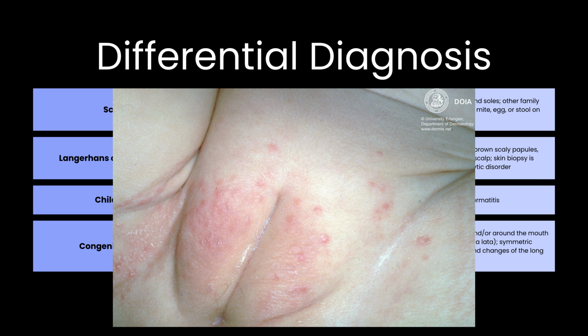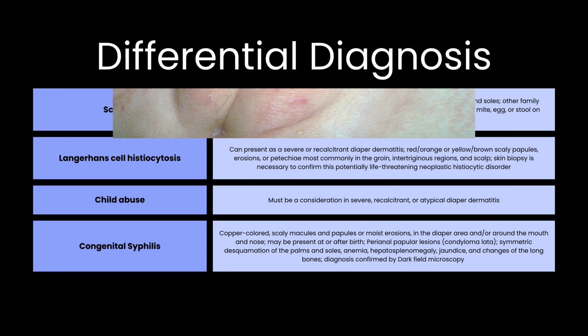Scabies can involve the diaper region in infants. An acute widespread pruritic dermatitis is the most common manifestation. Cutaneous findings include a widespread vesicopapular eruption involving the trunk, axilla, neck, palms, and soles. Other family members with similar lesions and a history of pruritus support the diagnosis, which is confirmed by identifying a mite, egg, or stool on microscopic examination of a scraping from a lesion.